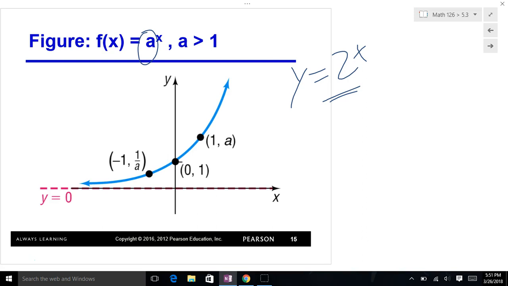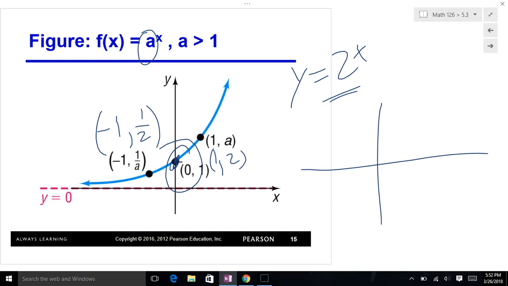Whenever your a is greater than 1 here, you're going to go through (1, a). So in this case, our a was 2, so it's going to go through (1, 2). It's also going to hit the point (-1, 1/a) when your x value is -1. Okay, and these are big points. This is the point you always remember.